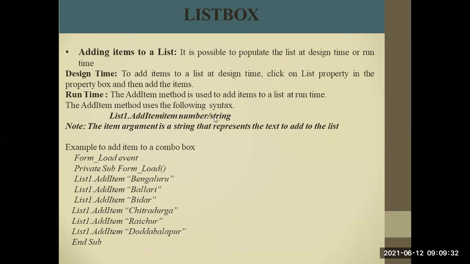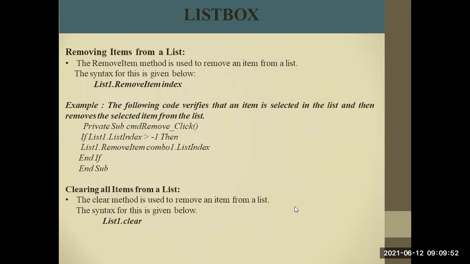Again, you have to remember the argument type should be specified. If you want to add an item of string type, then you have to mention the argument type as string. And if you want to add an item of numeric or integer type, then it should be integer. Similarly, suppose someone wants to remove an item from a list. In this case, we use the remove item method, which is used to remove an item from a list.